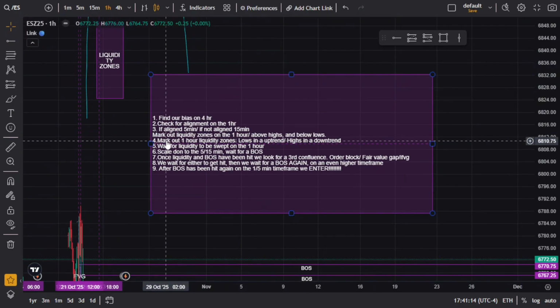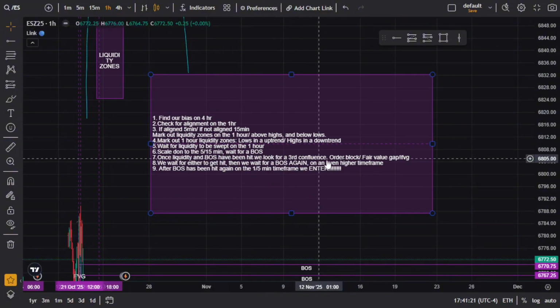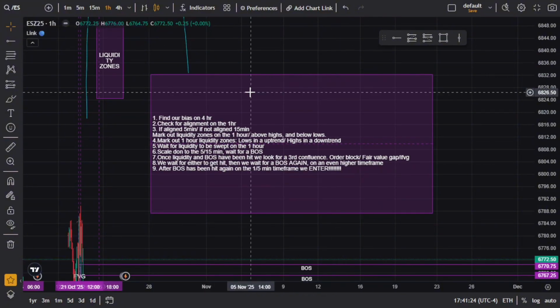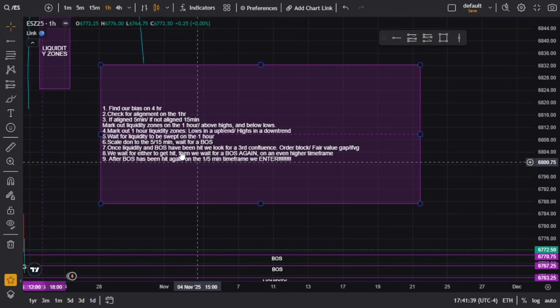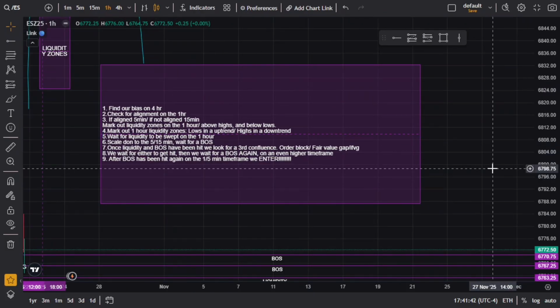After we wait for our liquidity to be swept down the 1 hour, we have patience, right? Lows in an uptrend, highs in a downtrend. That's what we're going to mark out with our horizontal lines. After that, we're going to scale down to the 5 or 15 minute and wait for a breaker structure based off of the biases for the day, if they align or not.